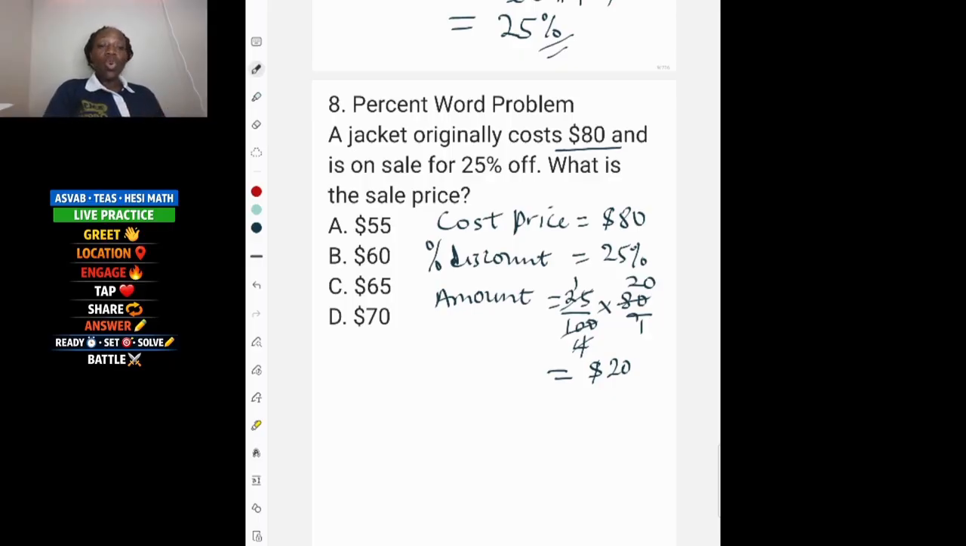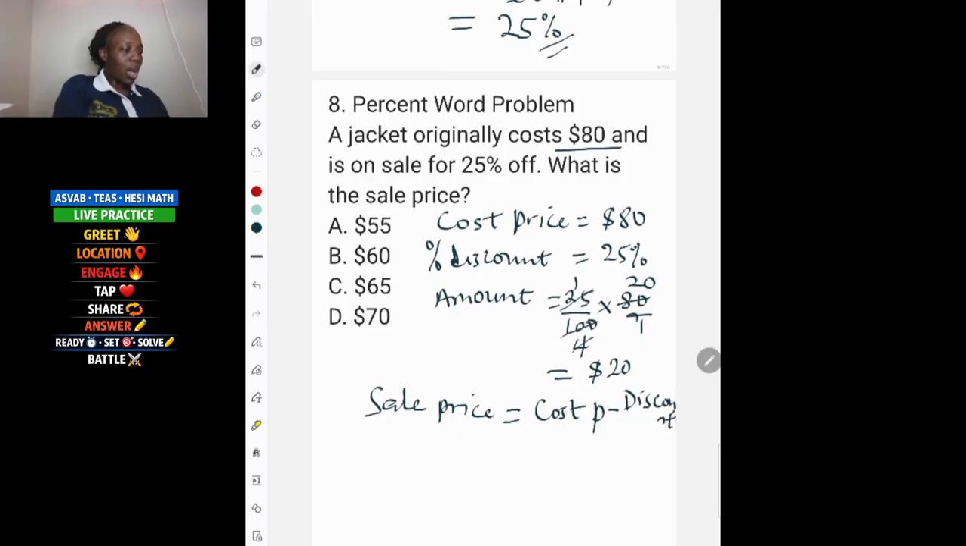So how do we now know the sale price? The sale price will be equal to cost price negative the discount amount. And that's $80 negative $20. And the answer is now $60. So the answer is 60, which is B.